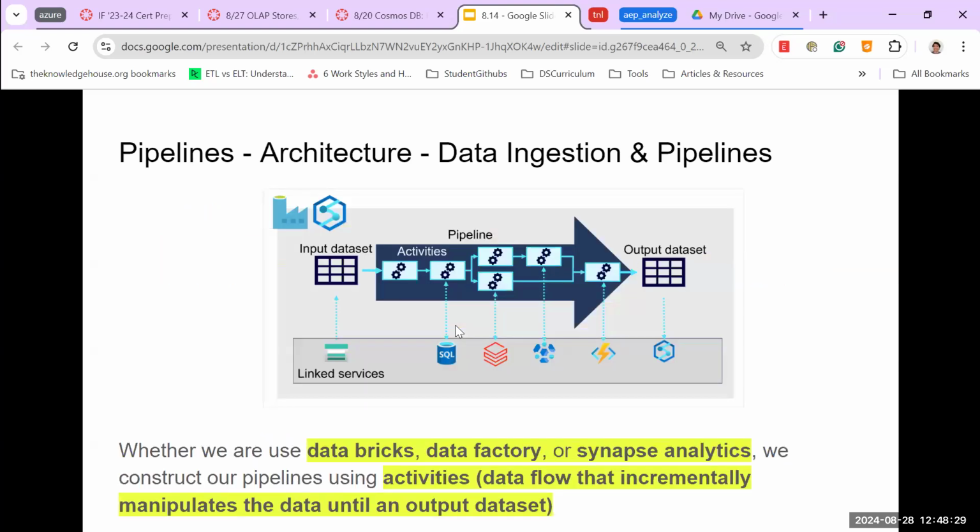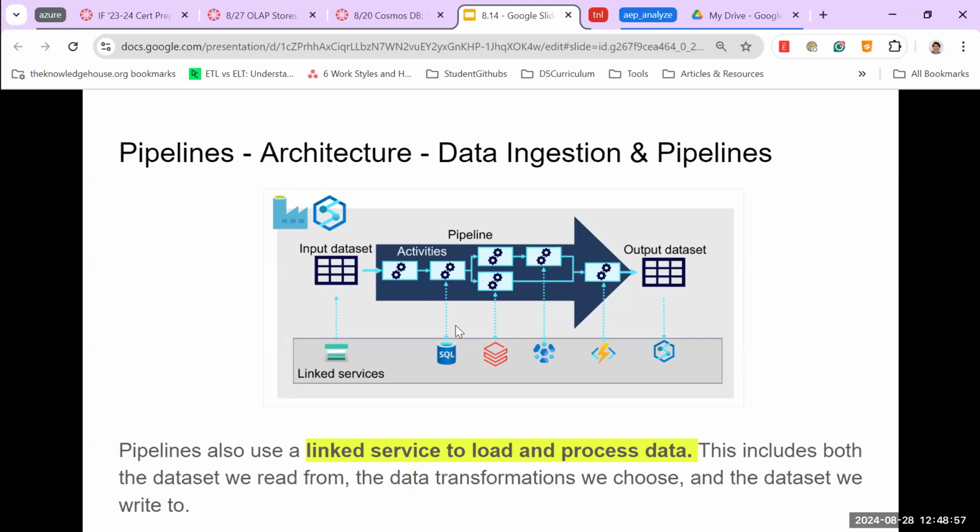All right, now, in order to create these ETL and ELT pipelines, we have the option of either using Databricks, Data Factory, or Synapse Analytics. In order to construct these pipelines, we use something called an activity, which is essentially a data flow that incrementally manipulates the data until we receive an output data set. And we'll talk about this a little bit more during class as well. Maybe we'll be able to open up the Azure service.